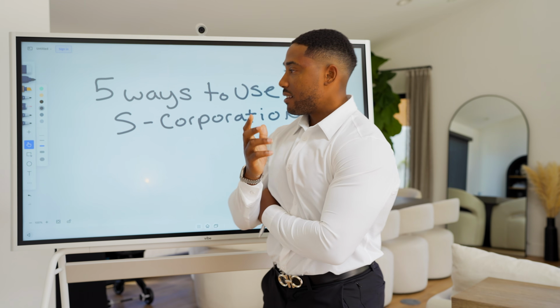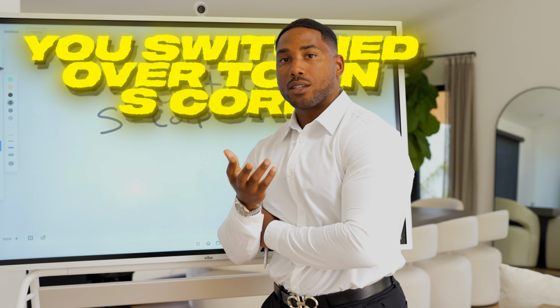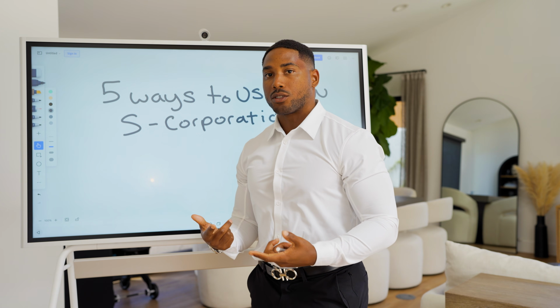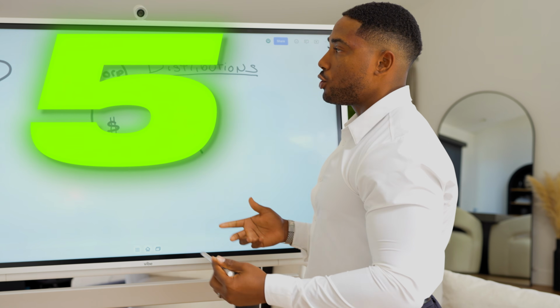Now that you figured out that the LLC is really for business owners who are just getting started, you've switched over to an S corporation, which means your business profits are more than $50,000. Now that your business profits are more than $50,000, you need to know how to use your S corporation. And I have 5 different ways in which you can use your S corp.